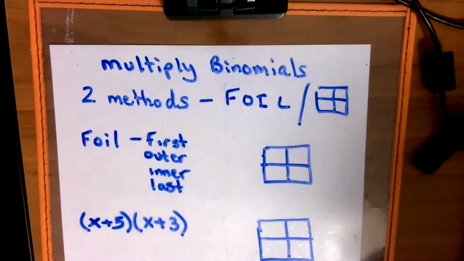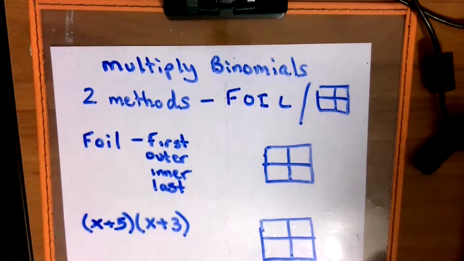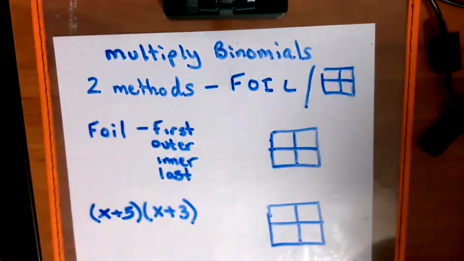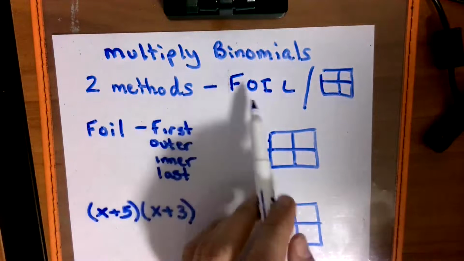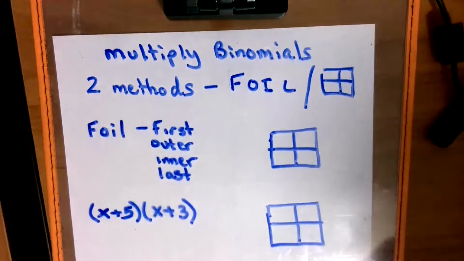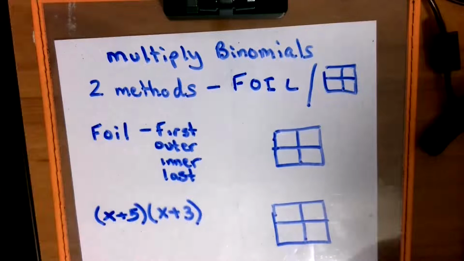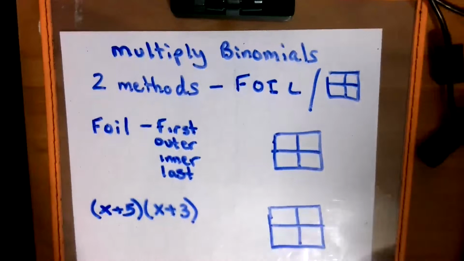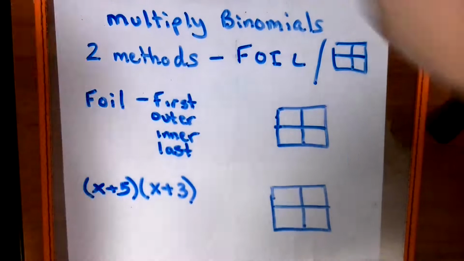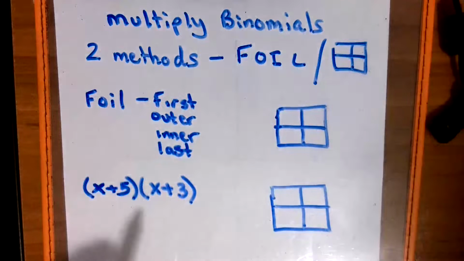All right. So today is one of the harder topics, actually. It's multiplying binomials. There's two methods, there's FOIL and there's box method. So it's really whatever one floats your boat. Okay. So we're going to look at these two methods and we'll kind of figure out which one you like.